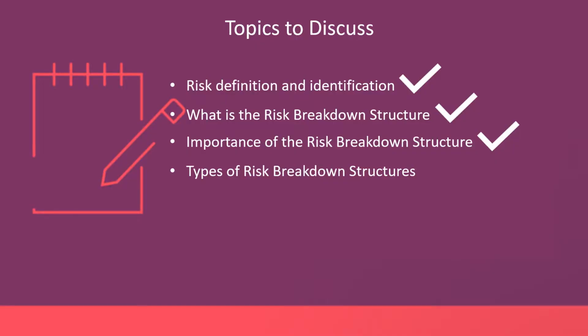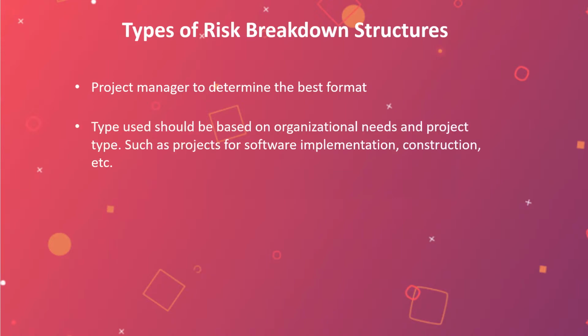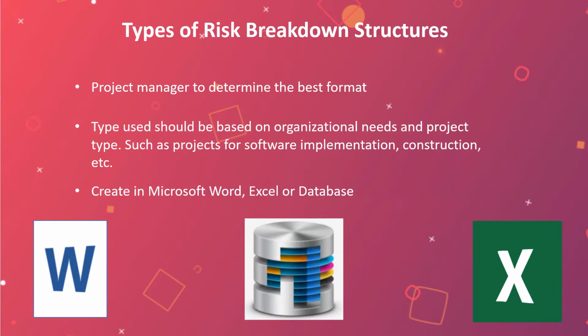So let's look at the types of risk breakdown structure. There are many different variations of risk breakdown structures. It is left up to the project manager to determine the best format. Now, the type used should be based on organizational needs and the project type, such as projects for software implementation and construction may require a more in-depth or more detailed risk breakdown structure template, more so than a general project. Now, you don't need to have any extravagant software. You can simply use Microsoft Word, Excel, or based on your technical aptitude, create it in a database.